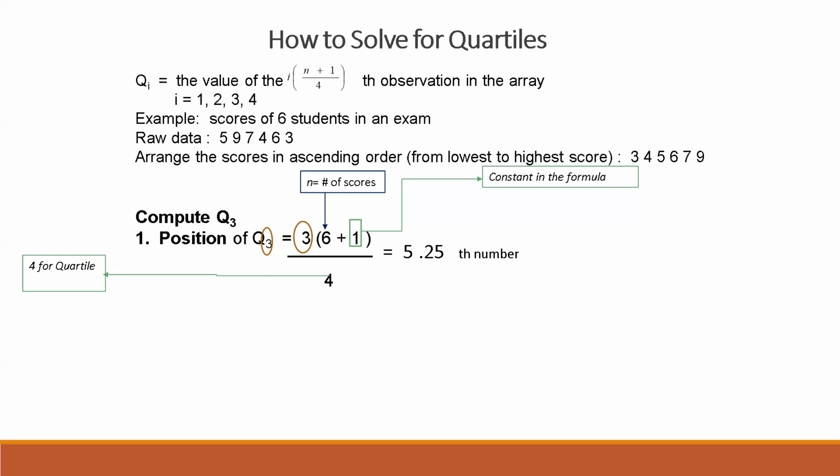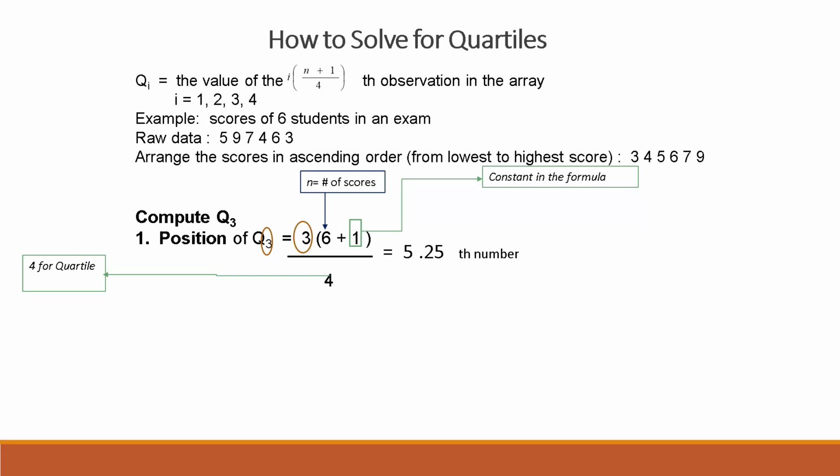highest. Suppose we have the data representing the scores of 6 students in an exam. These scores are 5, 9, 7, 4, 6, 3. When arranged in ascending order, these scores become 3, 4, 5, 6, 7, and 9. Then, we look for the position of the third quartile.